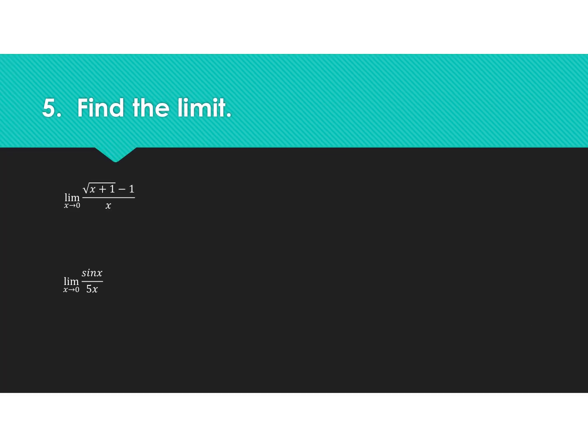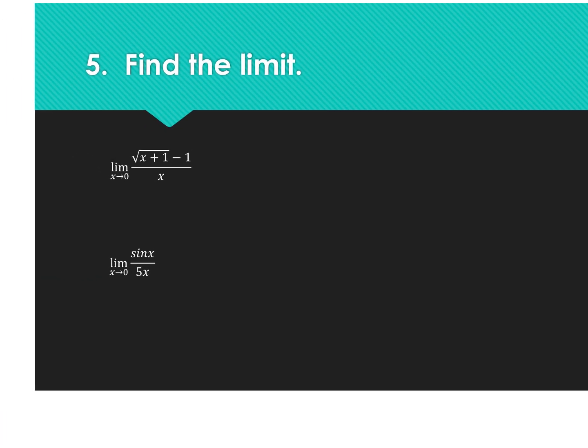All right, for this one, find the limit. Again, you want to plug in first, but I believe we get 0 over 0. So I'm going to write the limit as x goes to 0. So I've got square root of x plus 1 minus 1 over x. This is a conjugate one. So it's going to be square root of x plus 1 plus 1 over square root of x plus 1 plus 1.